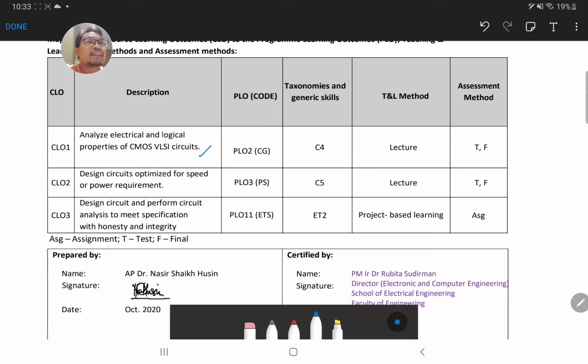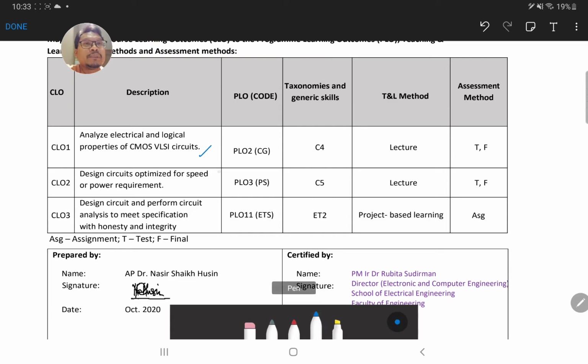Okay, and we have a PLO there. PLO is a program outcome, so you can have a look on the website what each of these mean. But PLO2 is cognitive skills, analytical skills. So this course should improve your analytical cognitive skills.